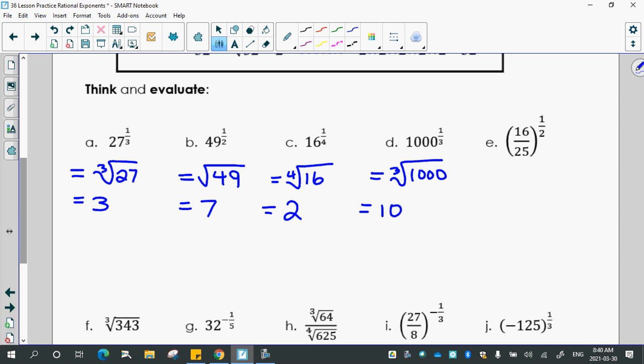16 to the power of 1/2. So we could write that as, we can apply that exponent to the numerator and to the denominator. And then we can rewrite that as the square root of 16 over the square root of 25. Square root of 16 is 4, square root of 25 is 5. So that's actually 4/5.